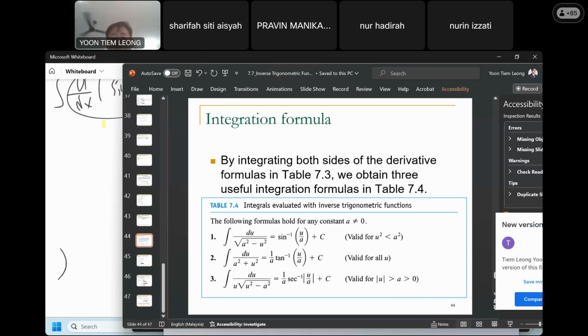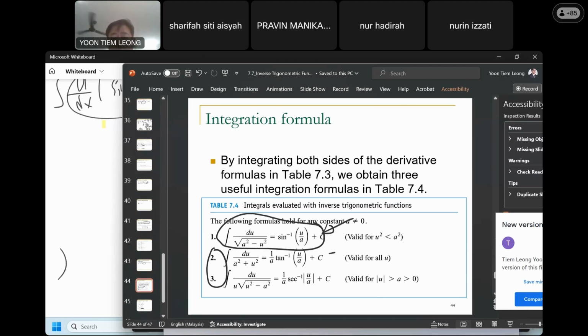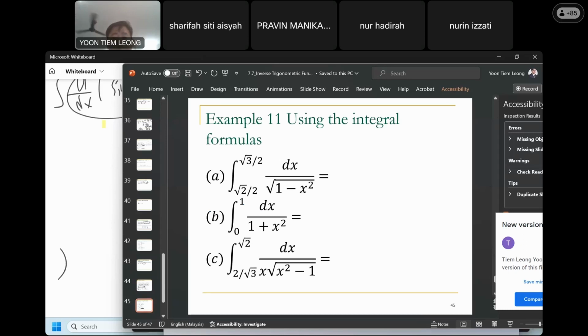And then the integration formula, as I mentioned, has been derived for 7.4 equation number 1. If you know how to do this, you should be able to know how these two formulas are derived. And these are the examples using the integration formula. So I'll let you run through this all by yourself.